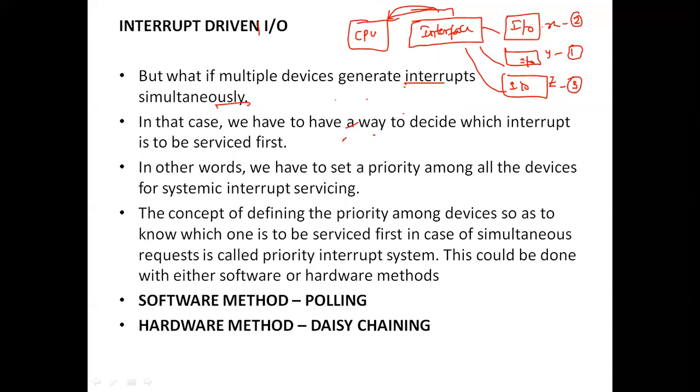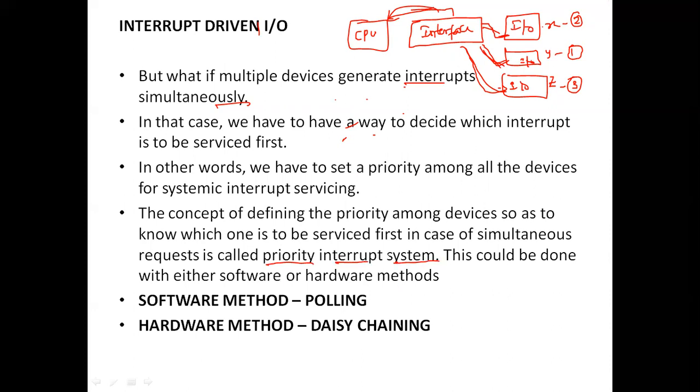As the Y device has the highest priority, first the CPU will attend this interrupt, then this interrupt, and last this interrupt. This is how we find the solution when we have multiple interrupts simultaneously at a time. The concept of defining the priority among devices, so as to know which one is to be serviced first in case of multiple requests, is called a priority interrupt system.